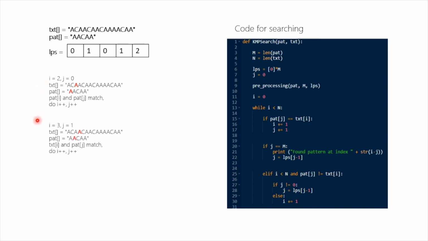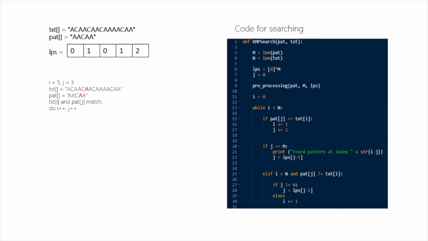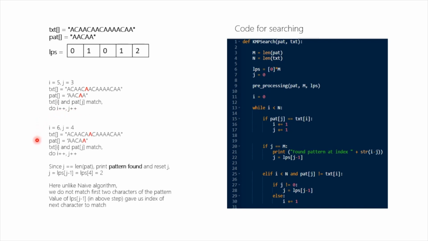Since it's a match, we move ahead. We keep increasing the value of I and j by 1 at any point where we find a match. As we can see that at I is equal to 5 and j is equal to 3, we again have a match. So we move ahead, and now at I is equal to 6 and j is equal to 4, we have a match and we have the value of j equal to the length of the pattern. This means that we have found the pattern, so we simply print that, and now we use the LPS array again to reset the value of j.